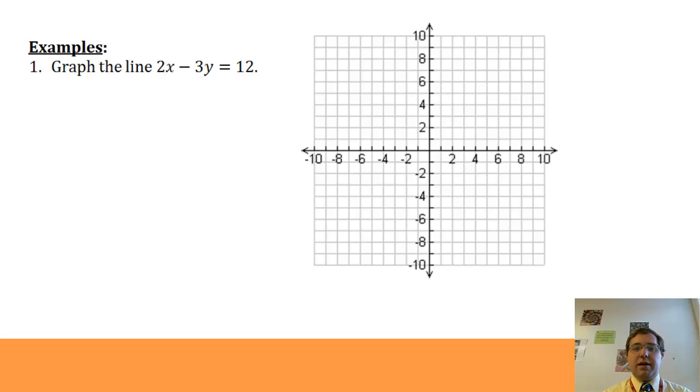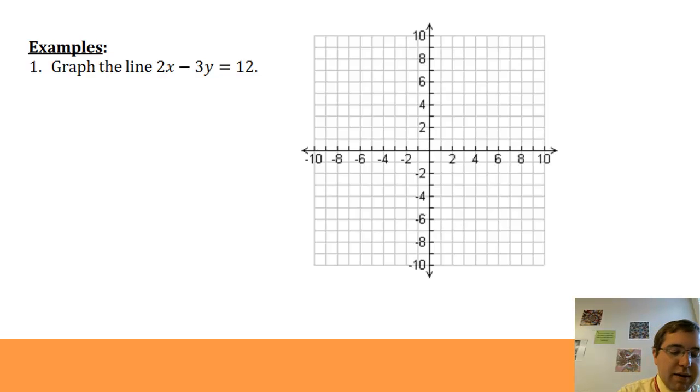So the way we're going to graph an equation when it's in standard form is to find, we need to find 2 points in order to graph a line. The two easiest points to find are the ones that occur on the axis, the x-intercept and the y-intercept, because those have zeros, and zeros are easy to plug into the equation.